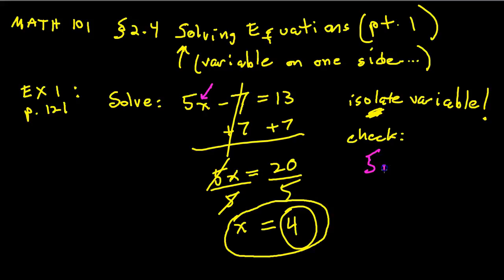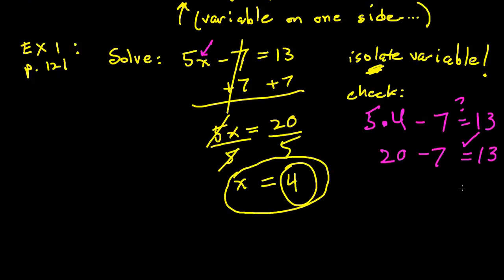So 5x turns into 5 times 4 minus 7 equals 13. Is that a true statement? If this reduces to a true statement, then my solution is indeed checked. 5 times 4 is 20. 20 minus 7 is indeed 13, so my answer checks out. Okay? Let's try example 2.